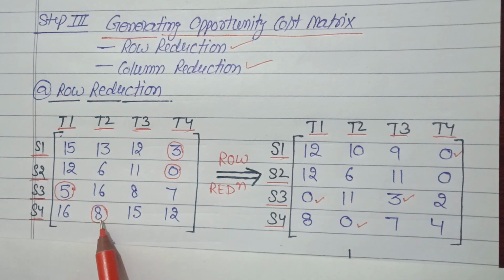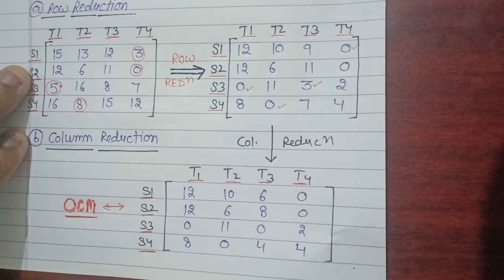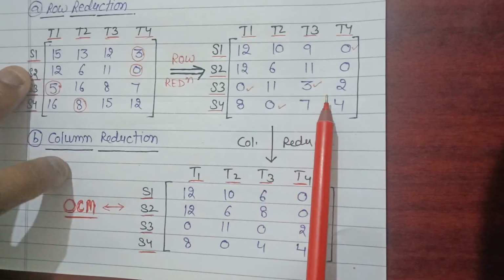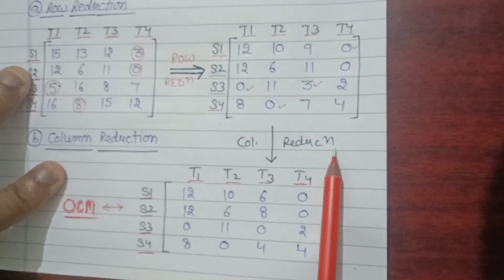Again in row 4, 8 is the minimum element and you have to subtract this 8 from all elements. So after subtracting it from all these elements, we will have 8, 0, 7 and 4. Now after the operation of row reduction, we have to perform the operation of column reduction.